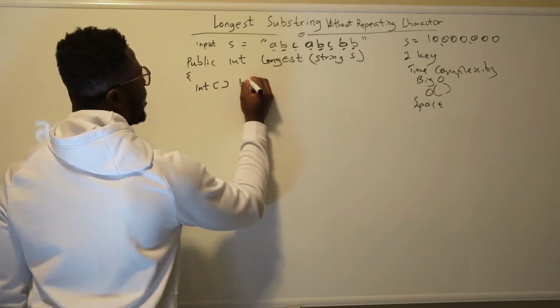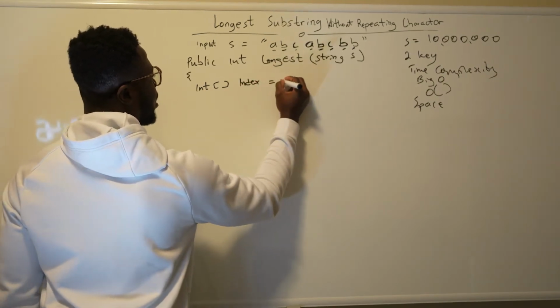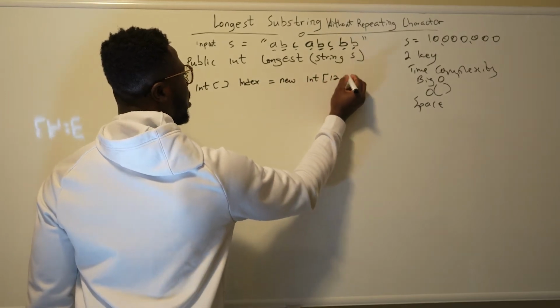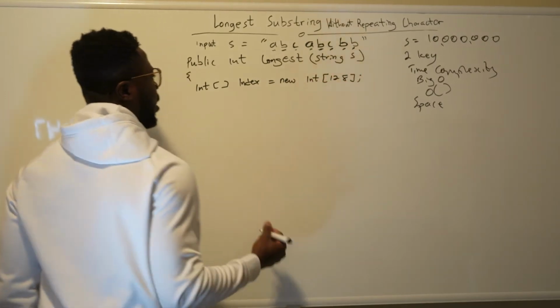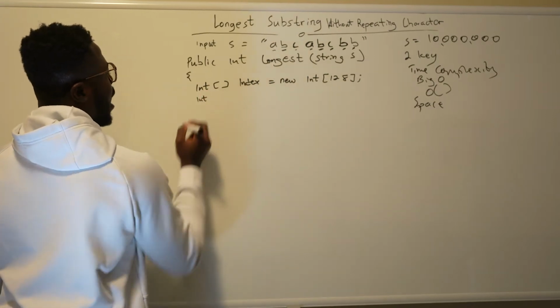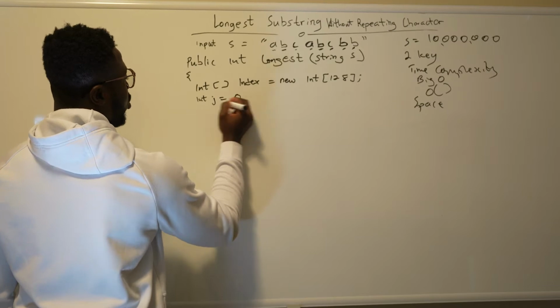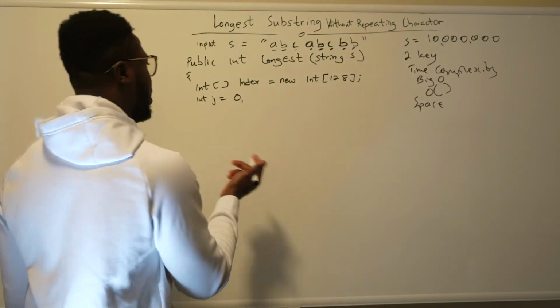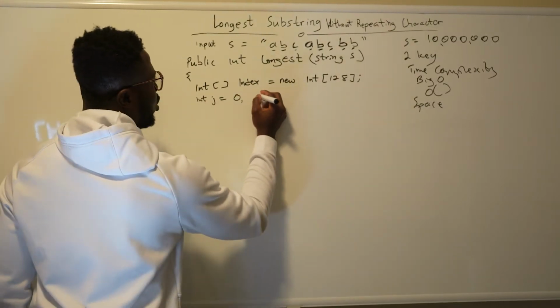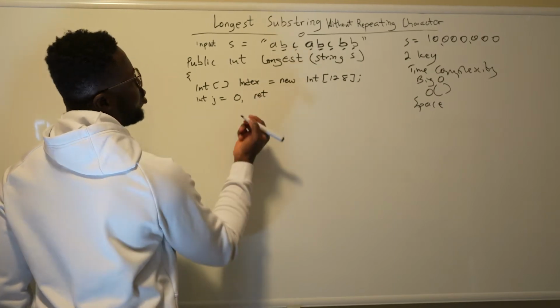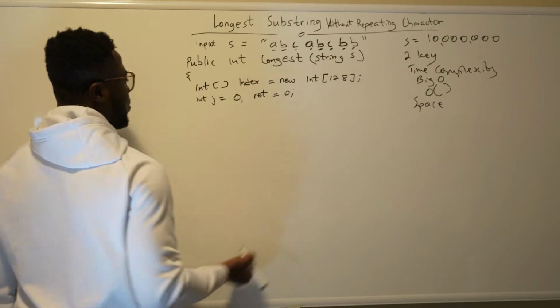Int of, let's say, index, new int 128, right? Then we are going to have the integer value of j, which is 0, which will help us to keep track of it. And we are going to have the return data pretty much.